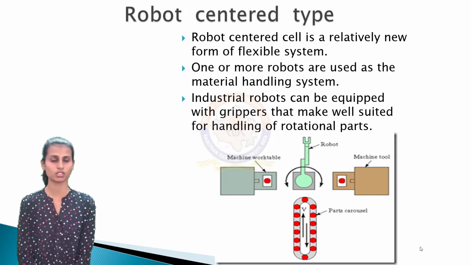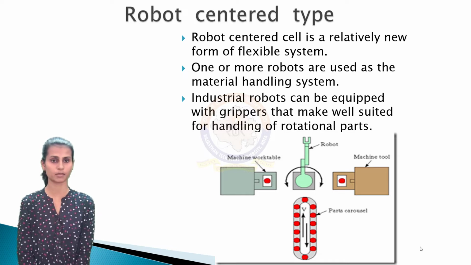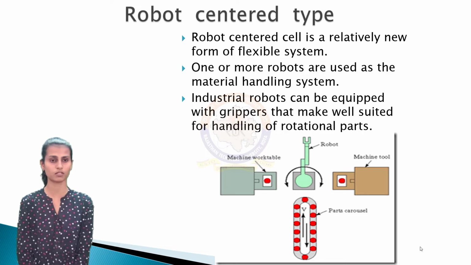Robot-centered cell is a relatively new form of flexible system. One or more robots are used as the material handling system. Industrial robots can be equipped with grippers that make them well suited for the handling of rotational parts.